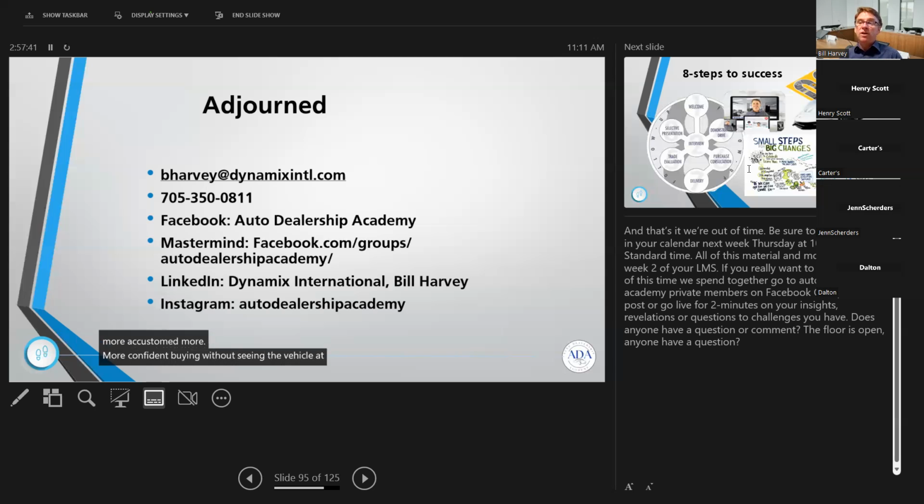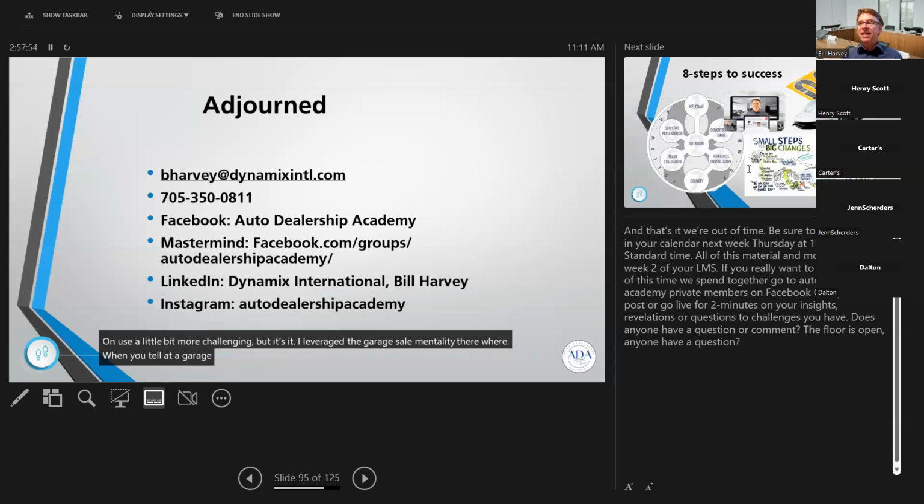And of course, on new, very easy to do. On used, a little bit more challenging, but I leverage the garage sale mentality there, where at a garage sale, if you say to somebody, yeah, that item's perfectly good, nothing at all wrong with it, they probably won't buy it because it's too cheap. It's $1, $5, $10, $20. It's a fraction of retail.